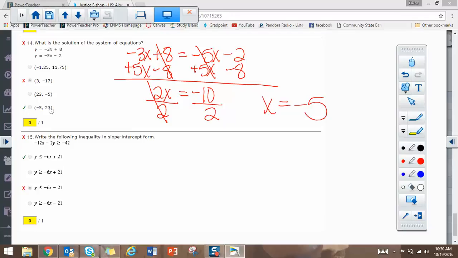So again, there's one ordered pair that has an x that's negative 5. If you plug that negative 5 back into either equation, you should get positive 23.